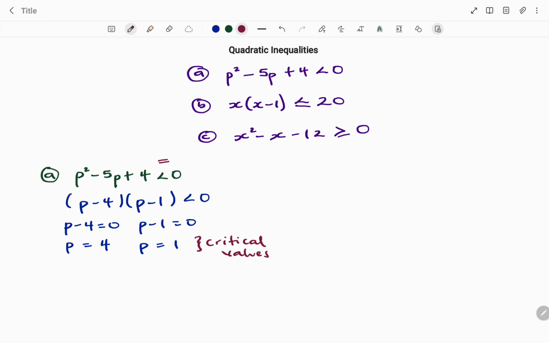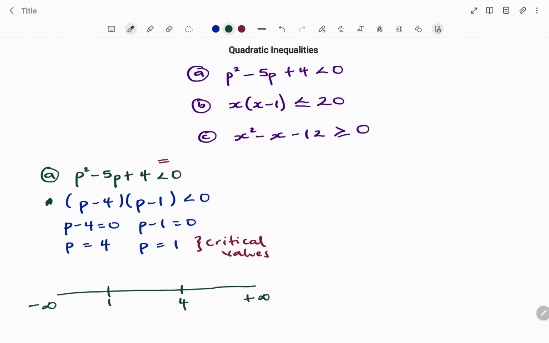The next step is to test these values on a number line, and that will be a case analysis. So therefore, using the number line as shown, we have 1 and 4. We need to test points before, in between, and after, such that the inequality (p minus 4) multiplying (p minus 1) would be less than 0. So we have this going up to negative infinity, and this to positive infinity.